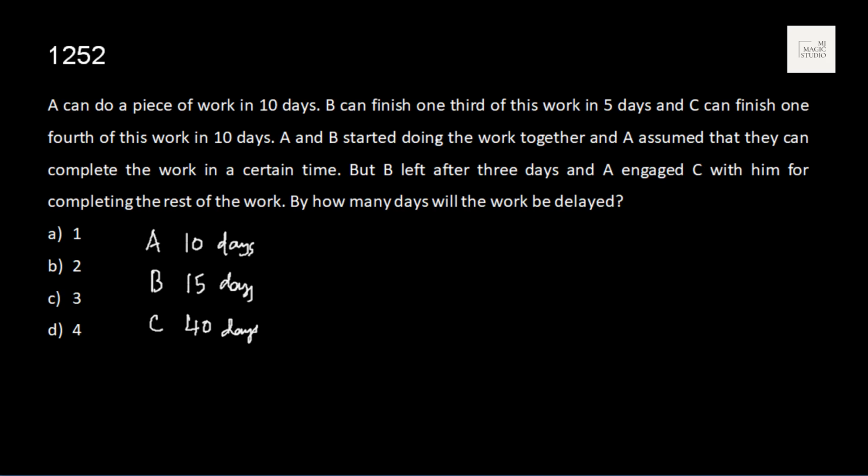A and B started doing the work together, and A assumed that they can complete the work in a certain time. So if A and B are working together, they would take how much? Product by sum, that is 5 into 10, 15, 30 by 5. They will take 6 days. If A and B work together, they will take 6 days to complete the work.